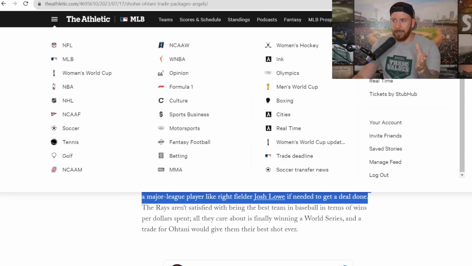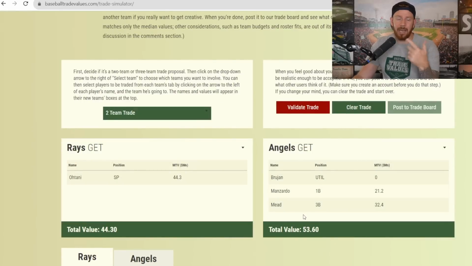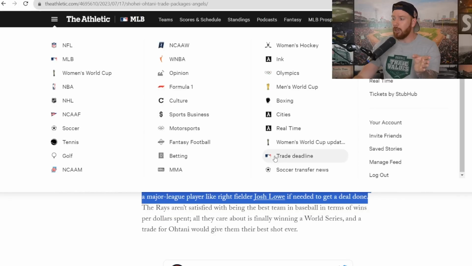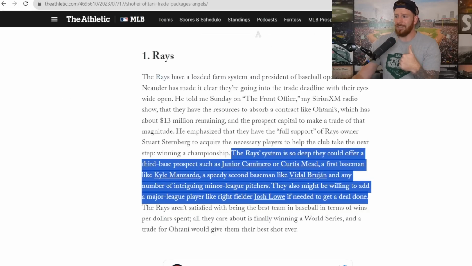So the players that I have in this trade, instead of Caminero, who is the number one prospect, I put Mead, and I also have Manzardo and Brujan in here. I'm wondering, Jim, I don't know if you know, but Vidal Brujan has not really worked out so much, so his value as of right now is a 0. It could be a little bit higher, but these are the 3 guaranteed players he put in here. If we go back to the article, he also lists any number of intriguing minor league pitchers as well as Josh Lowe.